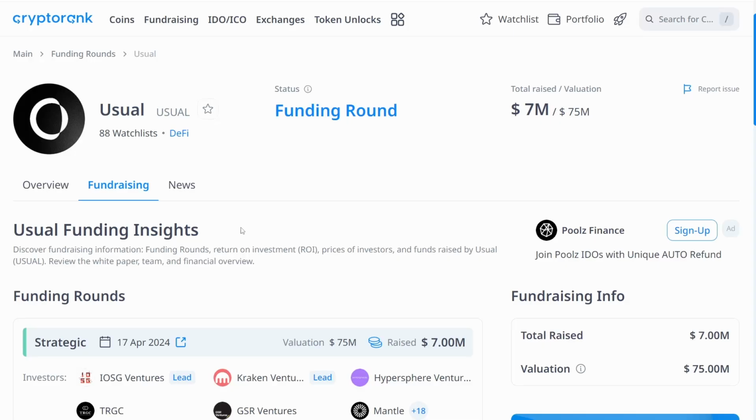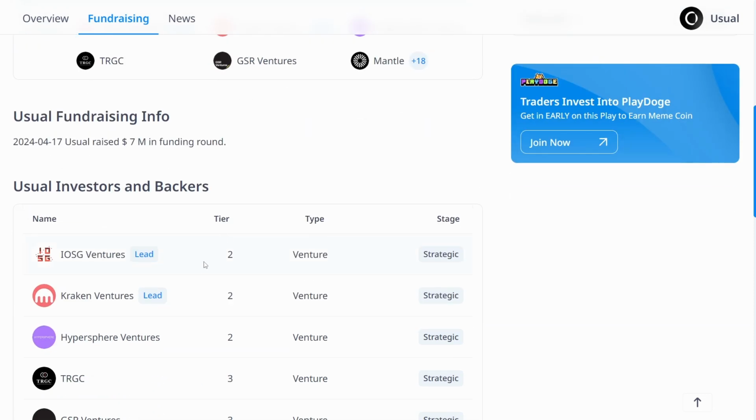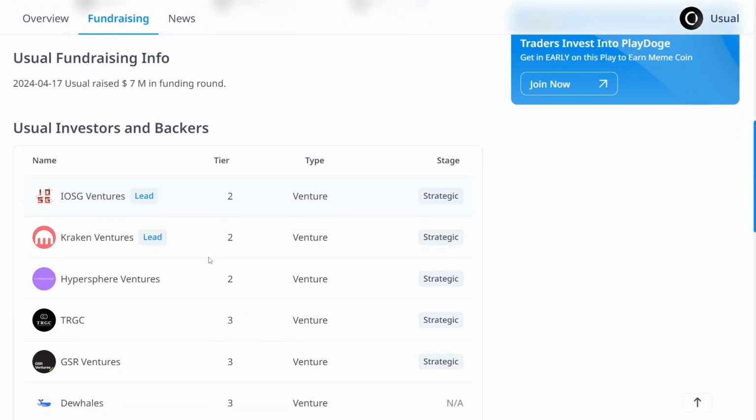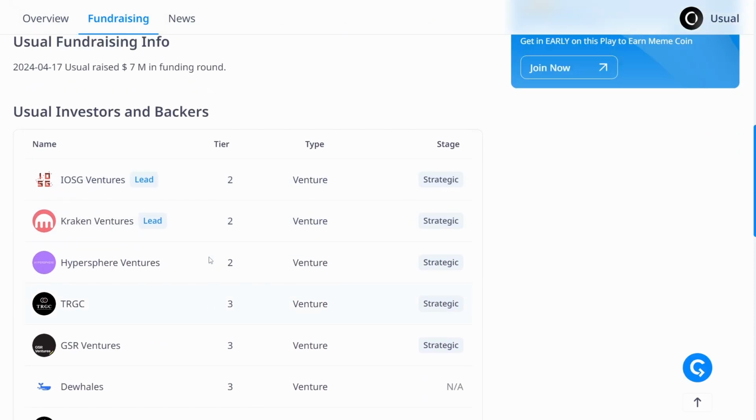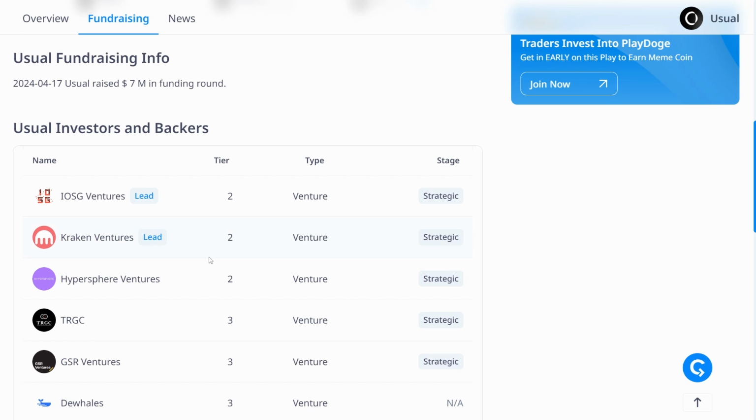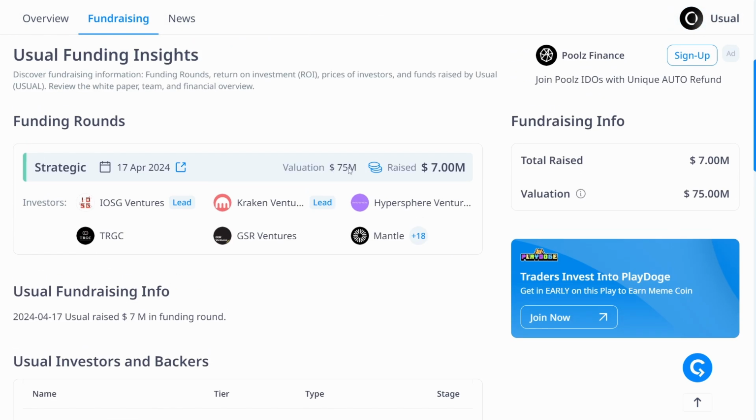Let's look at the investors and backers. We can see only tier 2 and lower tier investors. In my opinion, we will see additional rounds of investments and possibly some tier 1 investors. Currently, the competitors I know are only Athena and Ando, so there is enough room for growth.